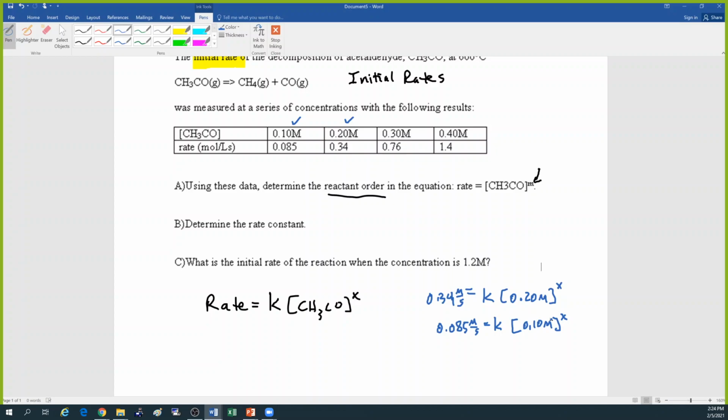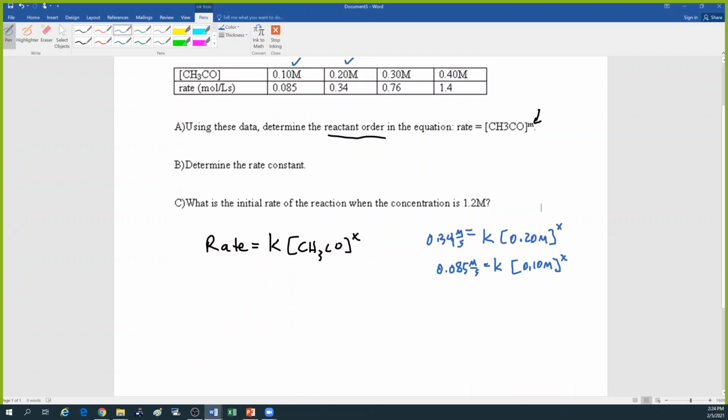So you probably have various techniques for doing that. I'm going to show you what I think is the easiest one, and then I'll be able to generalize it so that when you see easier problems, you won't even have to go through this. What I'm going to do is get rid of one variable right away by dividing these two expressions. When I do this, the k is going to cancel out right away. And then when I do the math, I get 0.34 divided by 0.085 comes out to 4.